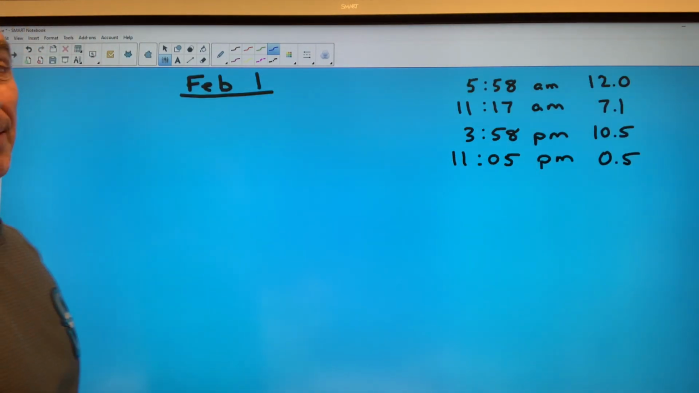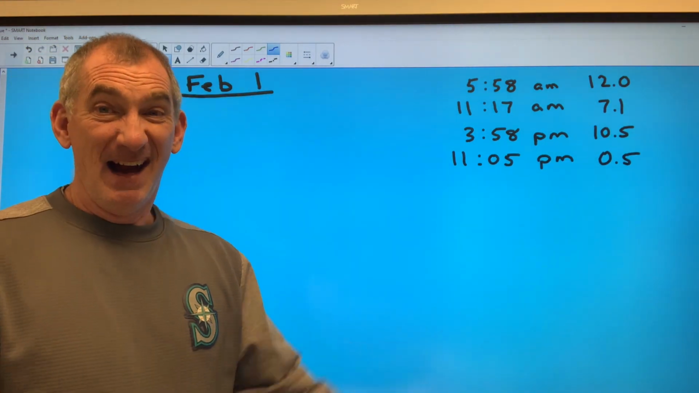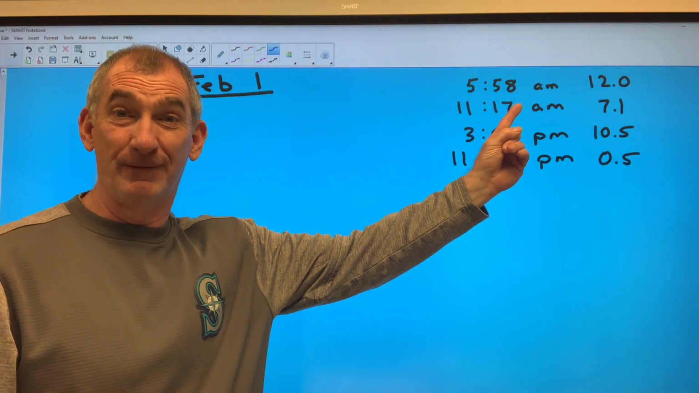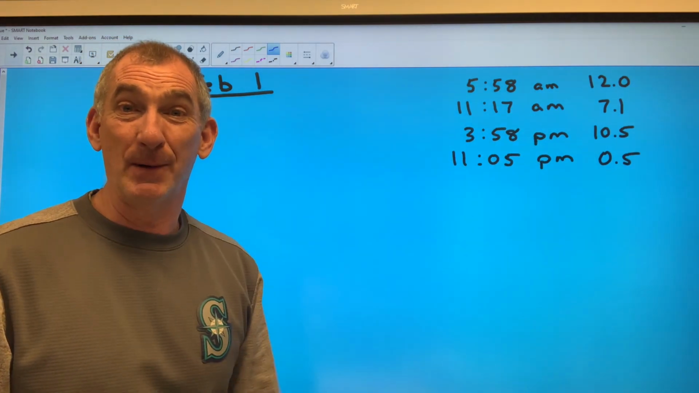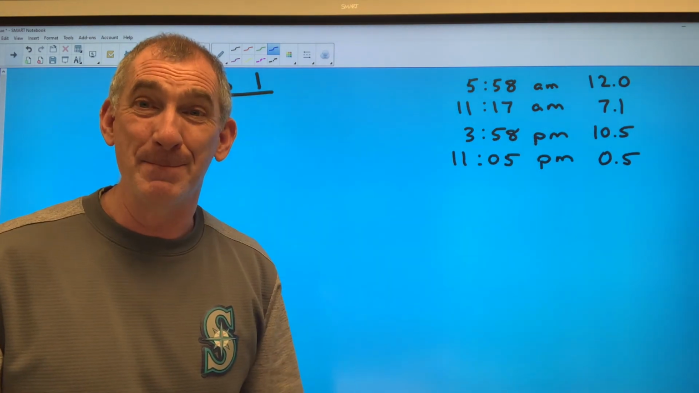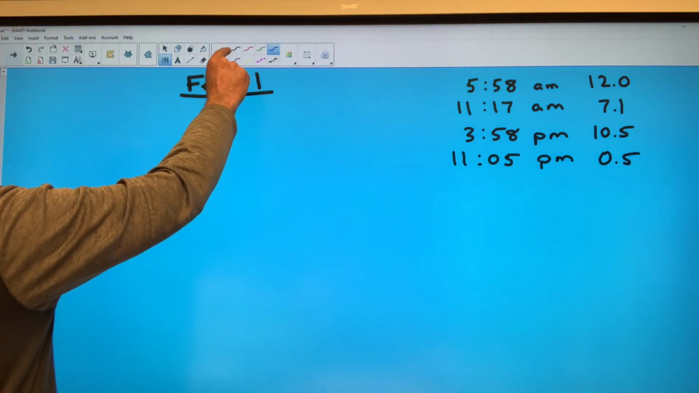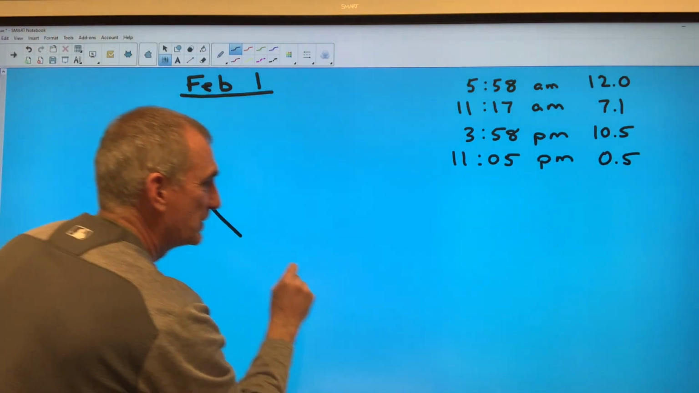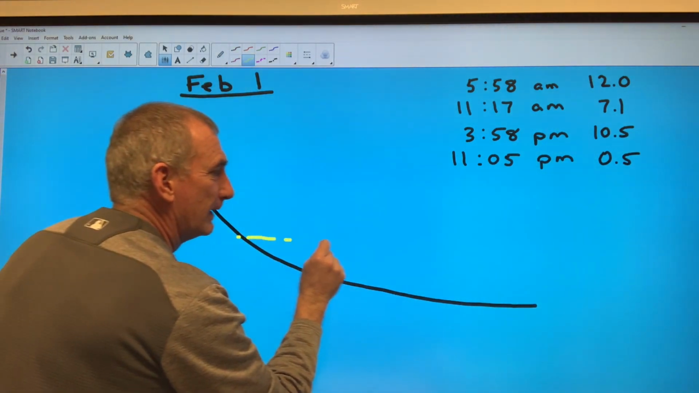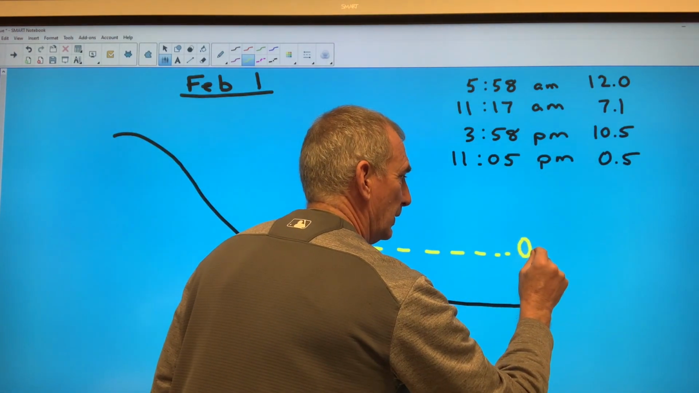Then the next thing on our notes is we went through the tides on February 1st. Here are the tides on February 1st. 5:58 a.m., the tide was 13.0. At 11:17 a.m., that tide was 7.1. What do those numbers mean? Well, to understand what those numbers mean, we drew the beach. And then we drew a dotted line, and we labeled that dotted line 0.0.